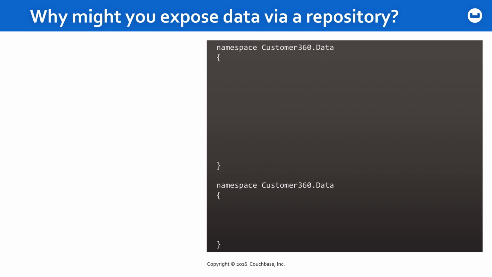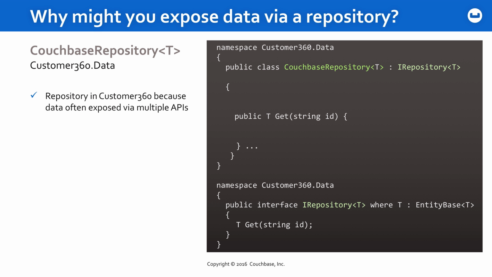So first off, why would you expose data via a repository? Well, it's probably quite straightforward for anybody watching this. It's because your data may need to be accessible by more than one system. In this case, we may be showing how to develop a REST API, but you would want to have a central access point for the underlying data. So we're going to do that by implementing a repository pattern here.